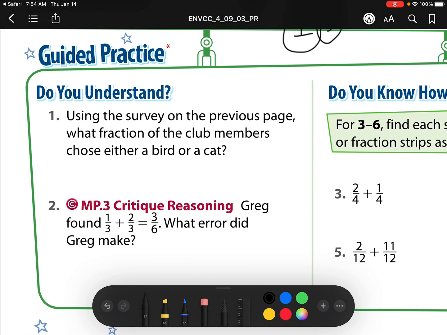So, number one, using the survey on the previous page, what fraction of the club members chose either a bird or a cat? Well, we don't have the survey with us because it was on that previous page, but a cat, if you remember, was 5/12, and a bird was only 1/12. So, which one they chose either one of those? Well, that means we'd add them together, so we'd get 6/12, which is also the same as 1/2.